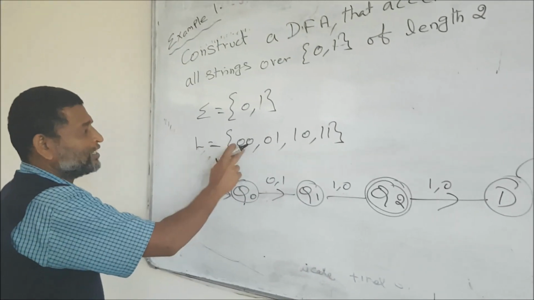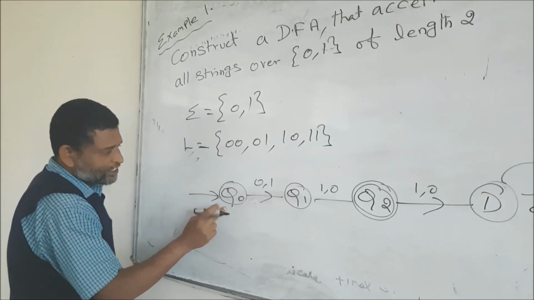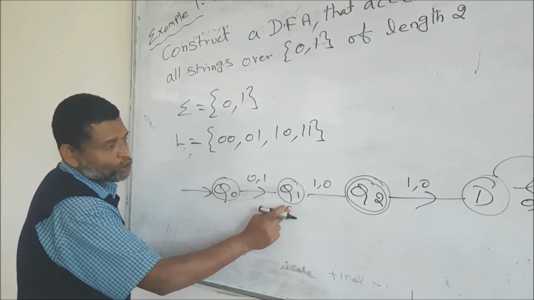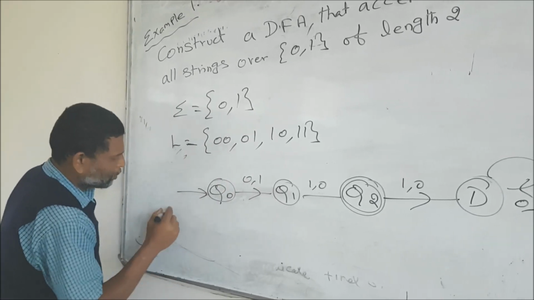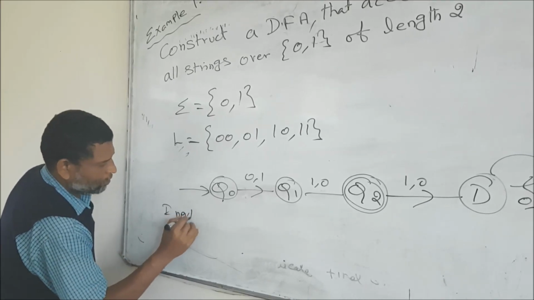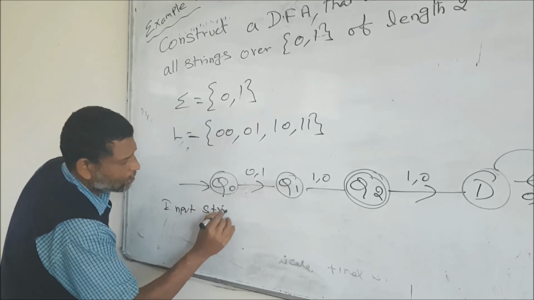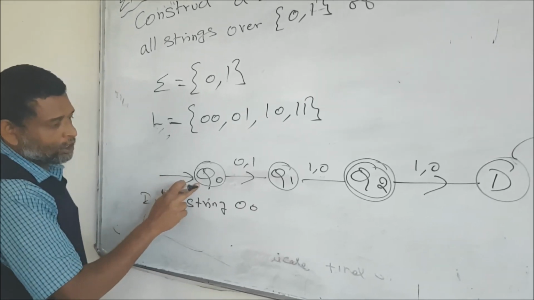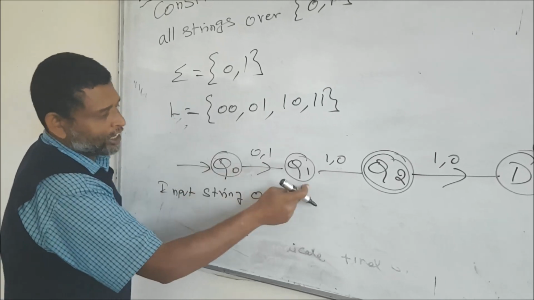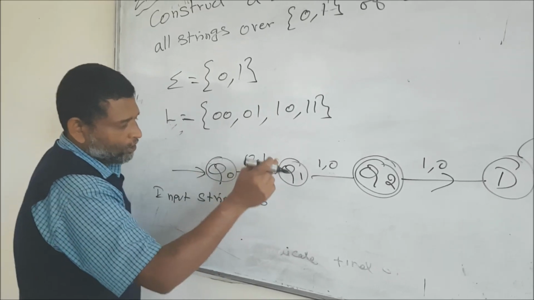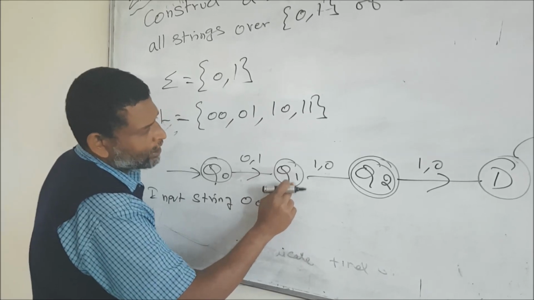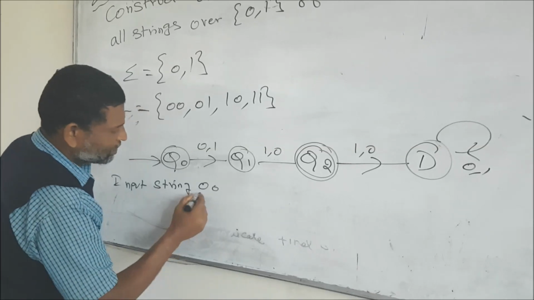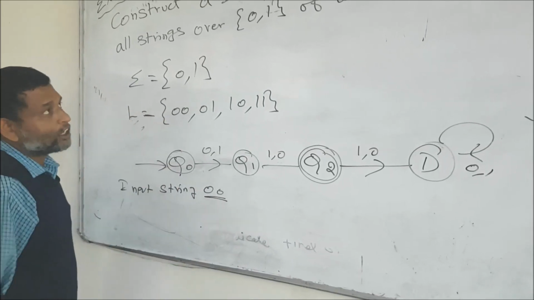Now I am going to take the example 00. The initial state is Q0. From Q0, 0 is read and it reaches Q1. Again, from Q1, 0 is read and it reaches Q2. Q2 is a final state, so this string is accepted by this DFA.